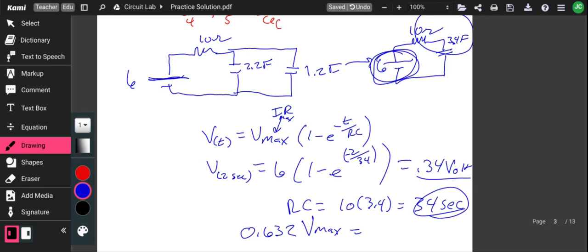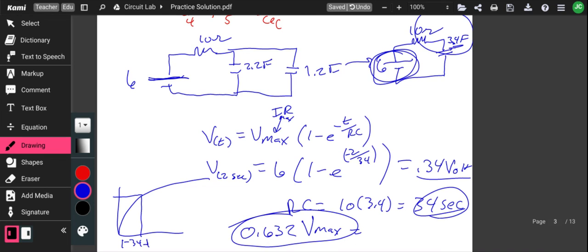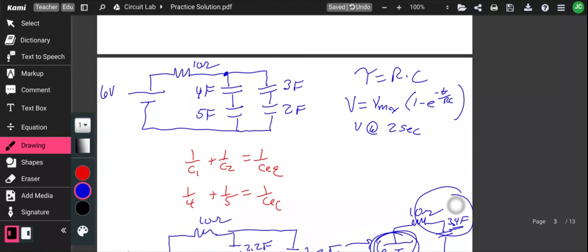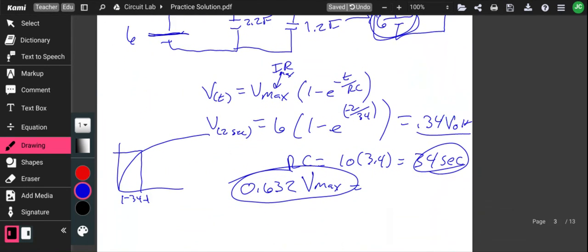In fact, the way it charges, it looks something like this. And so you can see it decays out. We reached that number at approximately the 34 second mark. I rounded here, I believe, to get the 3.4. So that's what I'm saying, approximately. So when t is 34 seconds, we have reached 63% of our maximum. And so that's how we use the timing constant to solve for the time it takes to charge a capacitor.